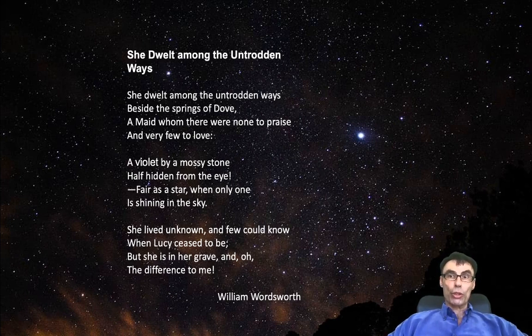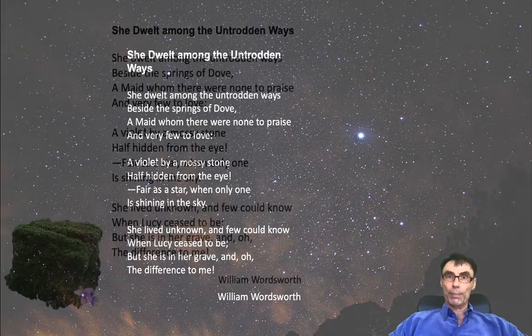Wordsworth draws attention to her beauty just as he did with the Untrodden, by subtly breaking the rhythm again. He shifts the emphasis from the second syllable to the first. Fair as a star. I think Wordsworth is suggesting there is beauty everywhere if we look carefully.